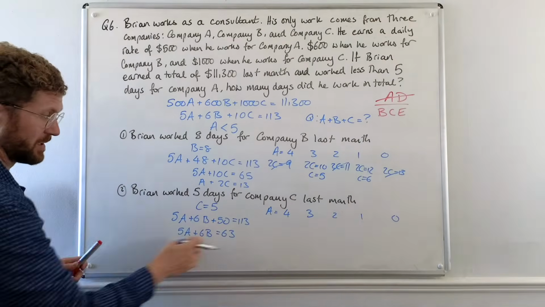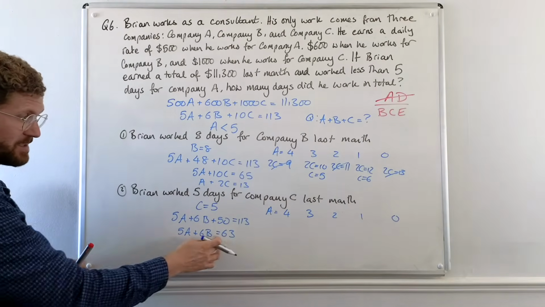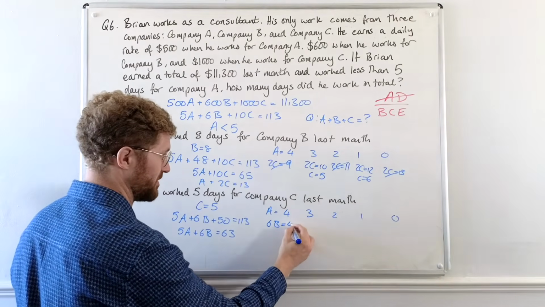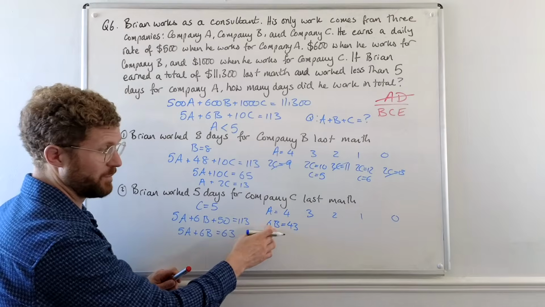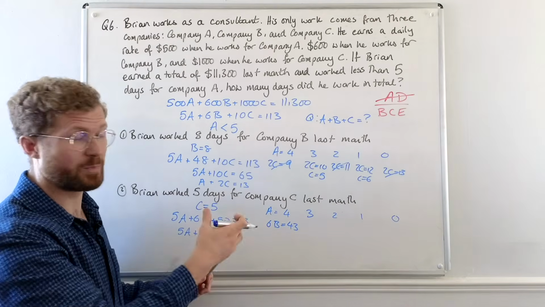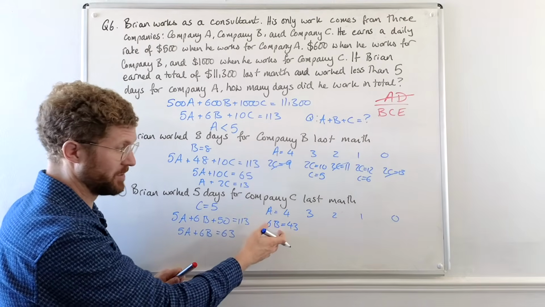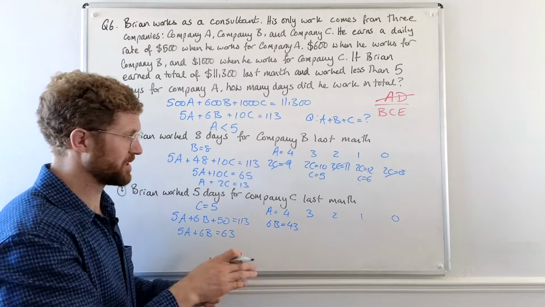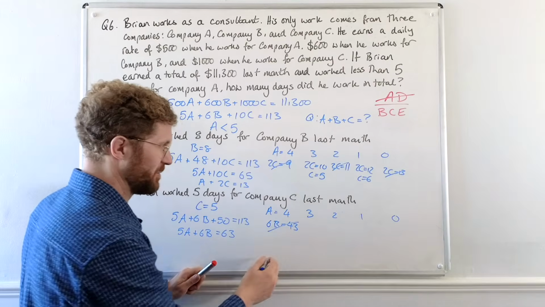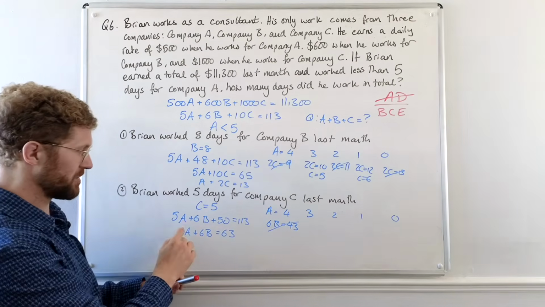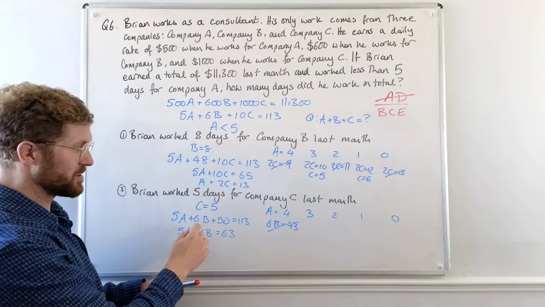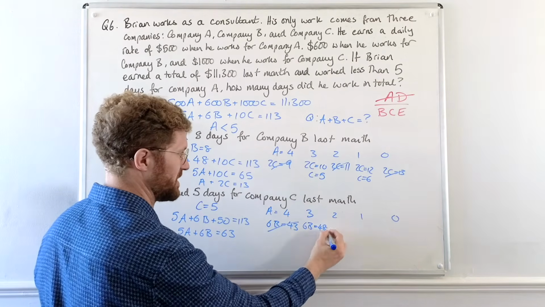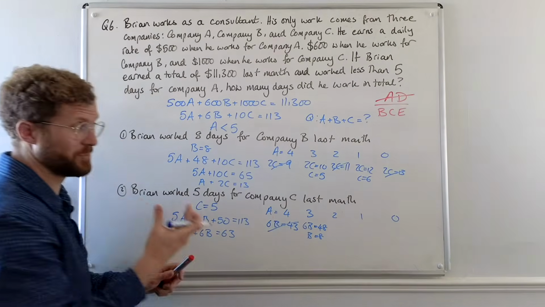So when A is 4, 5A is going to be 20, 63 minus 20 will be 43, so that tells me 6B is equal to 43. And again, 43 doesn't divide by 6, so B is not going to give me a whole number. B is the number of days Brian worked for company B. I need that to be a whole number in order to answer the question, so that's not going to give me an answer here. When A is 3, 5A is 15, subtract 15 from 63, I get 48. So 6B is equal to 48, so B is equal to 8. So that gives me one solution.